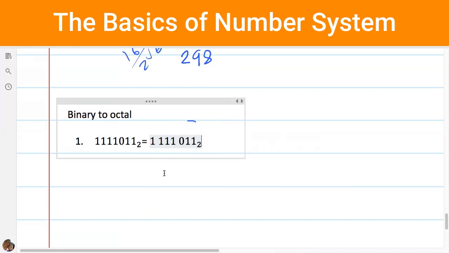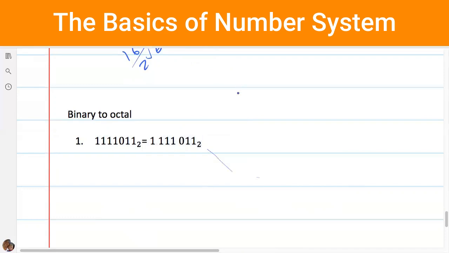So take note, now I have grouped this by 3. What we are going to do here is find the value of each group in decimal form. What is this value in decimal? Take note, we are going to convert this to octal. What is this in octal or base 8?